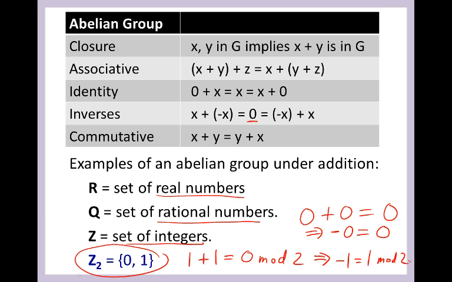So we can see that Z mod 2 has both an additive identity of 0, and it does contain inverses for both the elements in the set. And it's closed, associative, and commutative, so it is an abelian group.